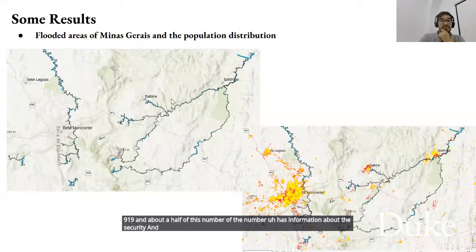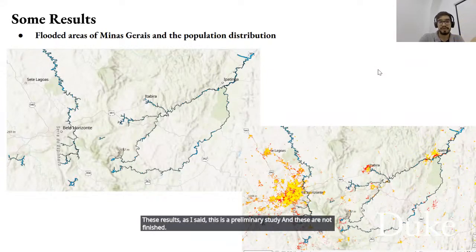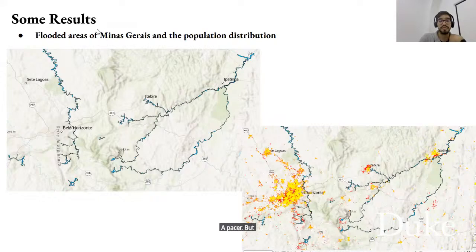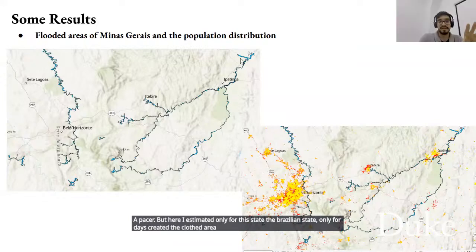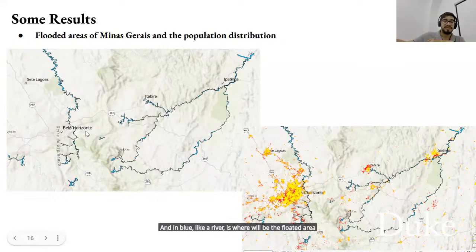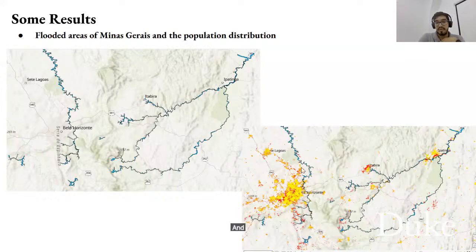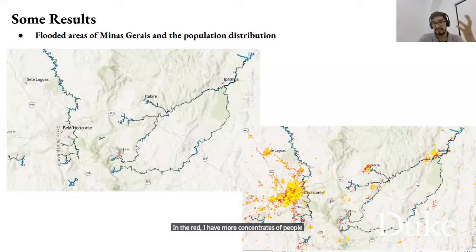And here are some results. As I said, this is a preliminary study and not a finished paper. But here I estimated only for this state, Minas Gerais, the Brazilian state, the flooded area. And here in blue, this is a zoom into a part of Minas Gerais. In blue, like a river, is where the flooded area would be in case of a dam break. In the lower image, we have information about the population distribution in yellow and red. In red, I have more concentration of people, and in yellow, low concentration. But we have people too.